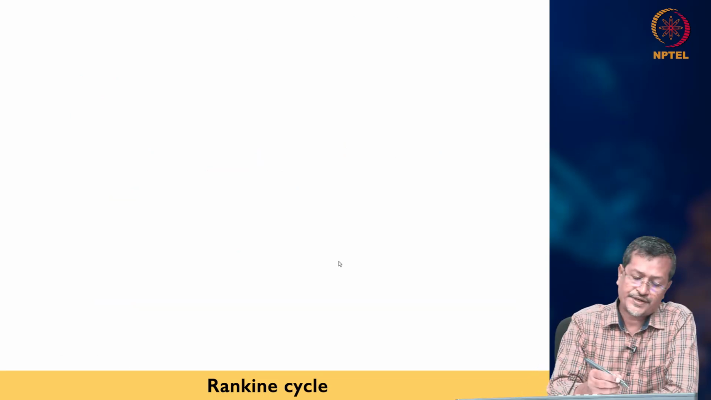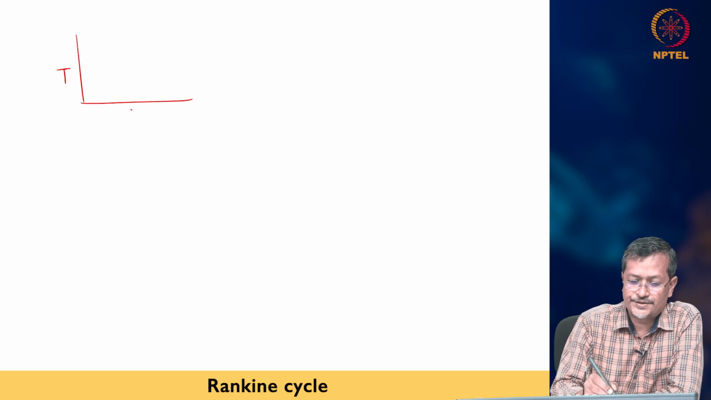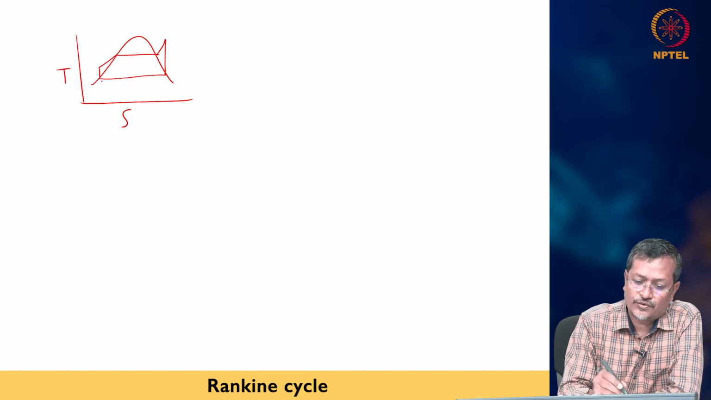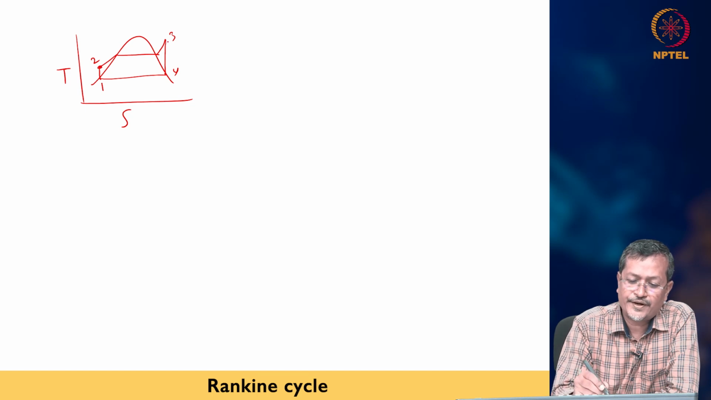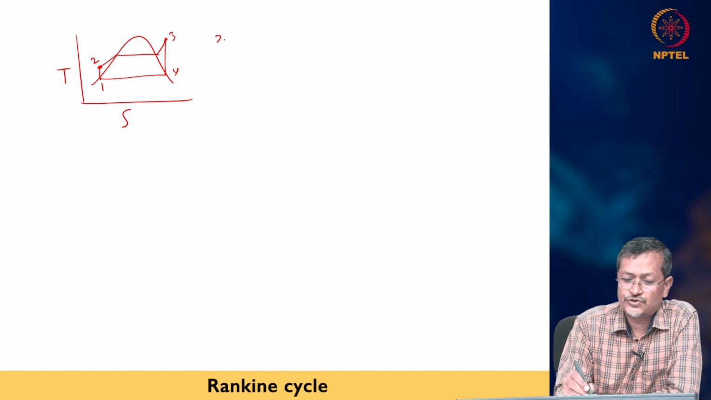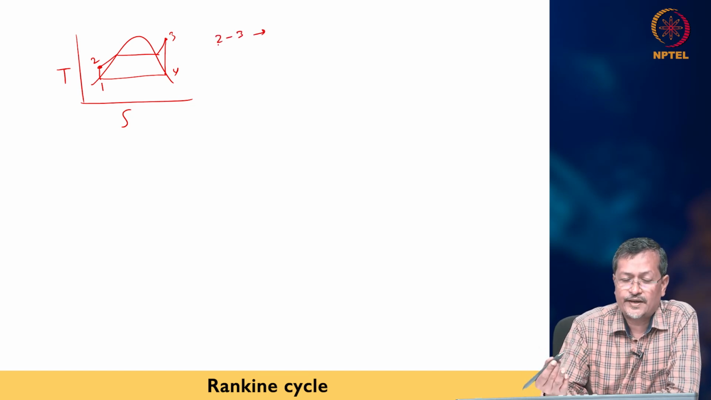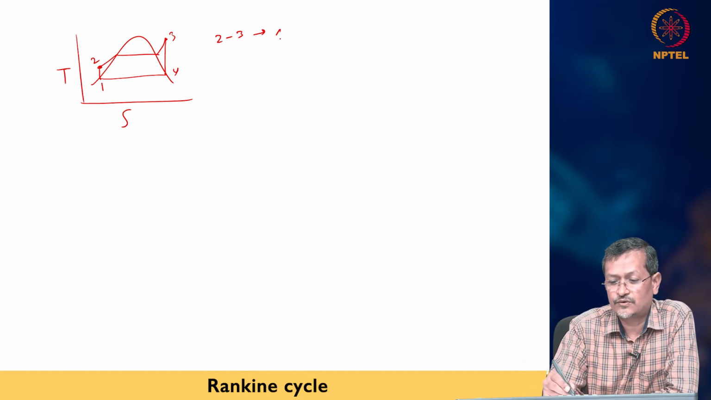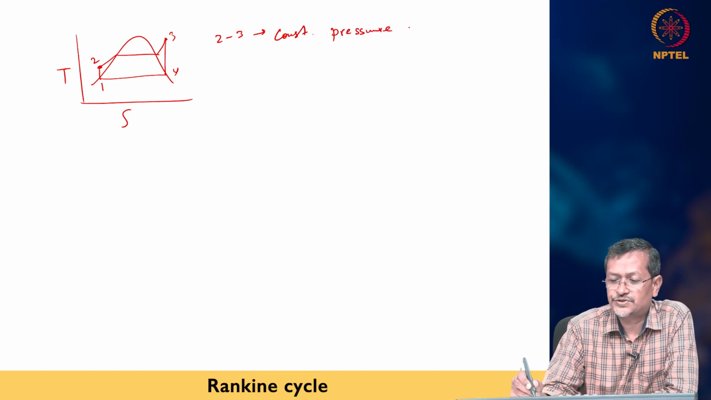I will draw the TS diagram again. Some more things are there to explain here. I said it is an ideal cycle, so everything will be under ideal conditions. 1 2 3 4. Inside the boiler, 2 to 3 is happening, so 2 to 3 is actually a constant pressure process, inside the boiler, and the pressure is not changing. It occurs under isobaric conditions, a constant pressure process.